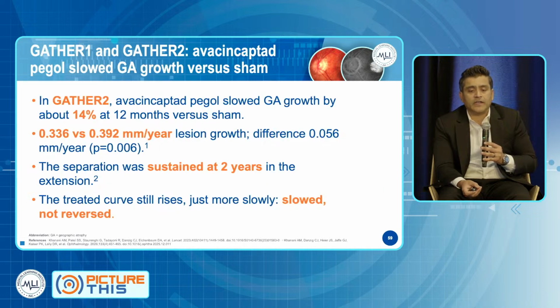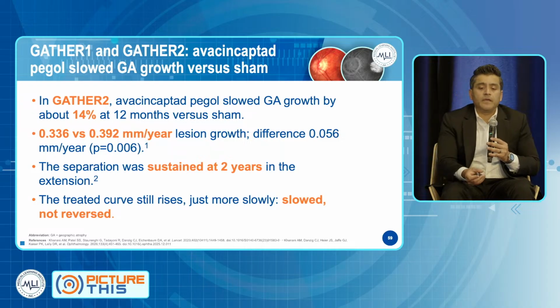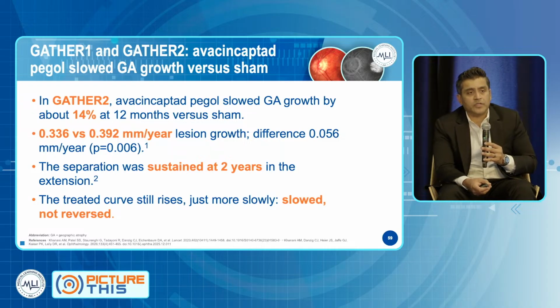Looking at the data, in the GATHER2 trial, avacincaptad pegol slowed down GA growth 14% at 12 months versus sham, and you can see the decrease in GA growth. People look at the numbers and say, well, why do we care? We care because any slowing of growth is meaningful, since these patients may have just a very small area that's helping them navigate. If we can preserve that area longer, that's a big benefit. And in GATHER2, the effect increased over time, very similar to what we saw in DERBY and OAKS, and then the long-term extension.